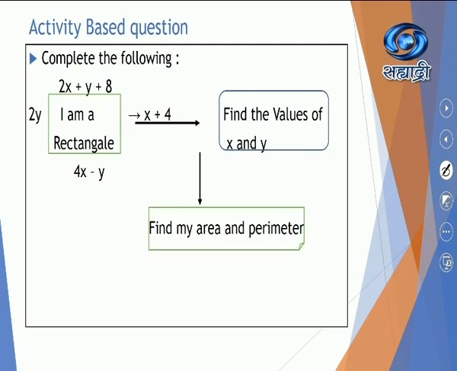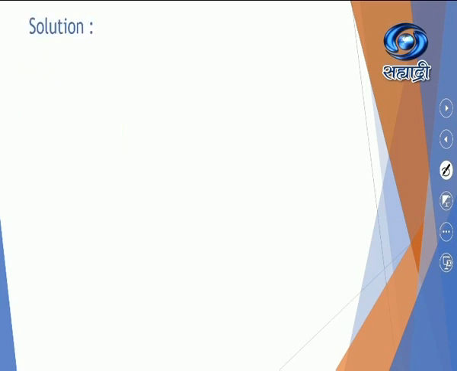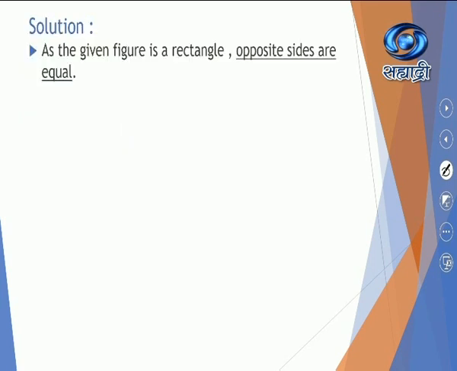Now here we have to consider what are the properties of rectangle. We know that opposite sides of rectangle are equal. So considering that, we'll begin. As the given figure is a rectangle, opposite sides are equal. So can I say that 2x plus y plus 8 is equal to 4x minus y, right?